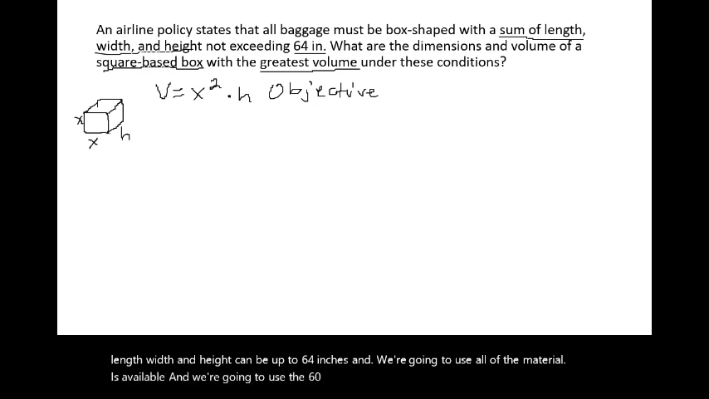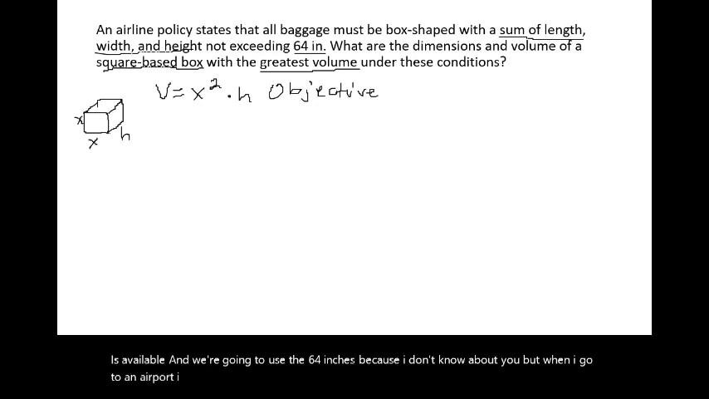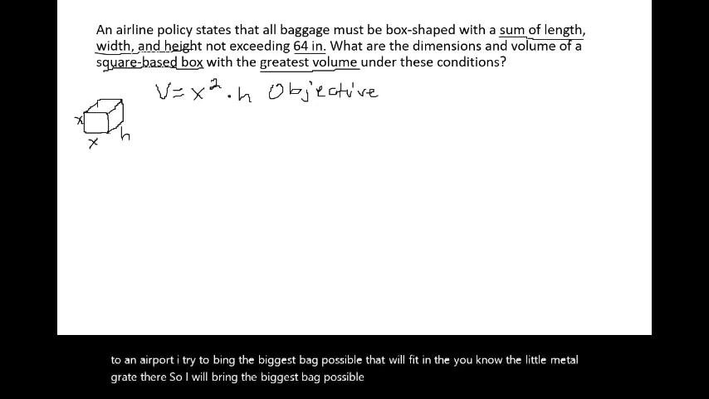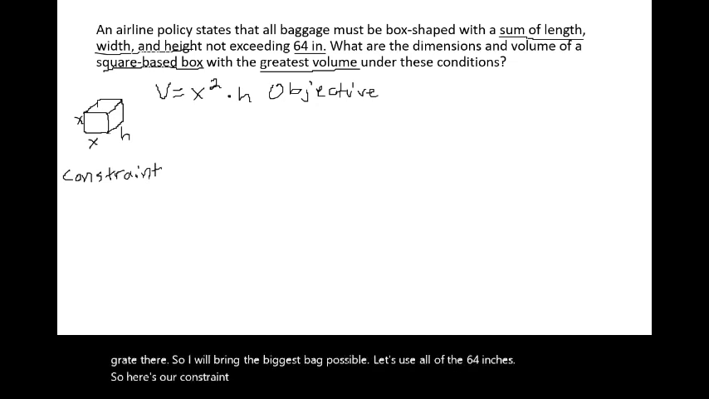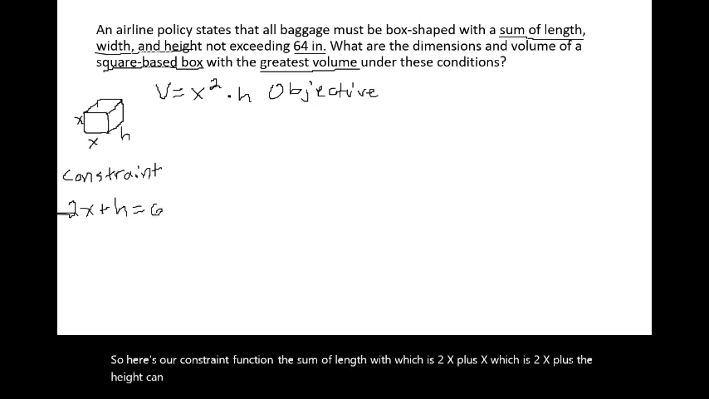Because I don't know about you, but when I go to an airport, I try to bring the biggest bag possible that will fit in the little metal grate there. So I will bring the biggest bag possible. Let's use all of the 64 inches. So here's our constraint function. The sum of length, width, which is 2x plus x, which is 2x, plus the height can be up to 64 inches.